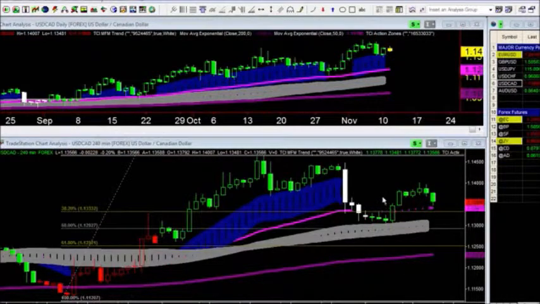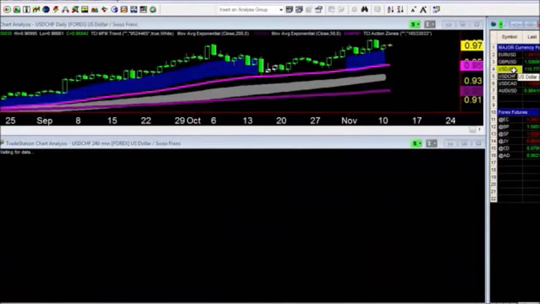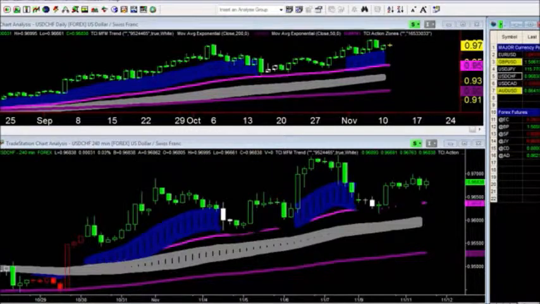Let's take a look at exactly how big that move was. We see about a 70 pip move to the upside here. Let's take a look at the other one that we looked at, and that's the US dollar Swiss franc chart. Pretty much did the same thing, right?